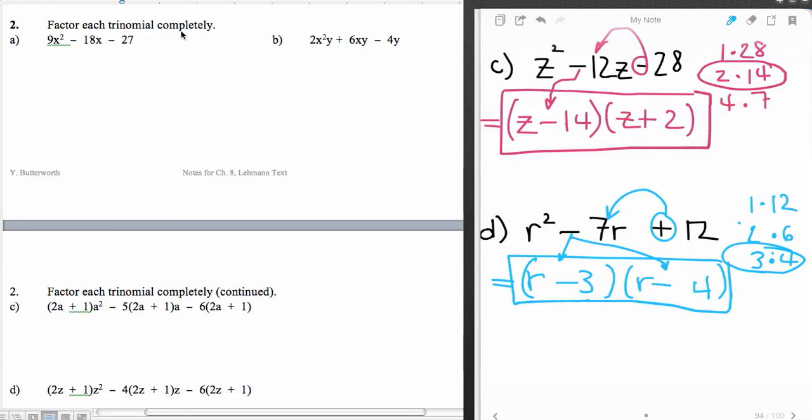Now notice that the instructions say factor each trinomial completely. Remember, completely is going to try to remind you that you need to check for GCFs too. Okay, whenever you see that word completely, I'm trying to remind you, factor the GCFs if they exist, and then follow up with more strategies.